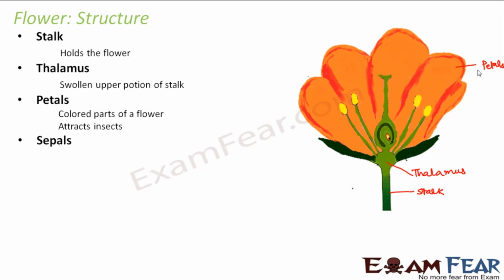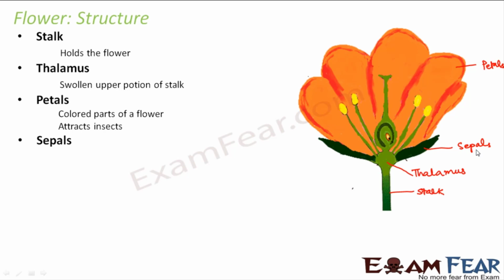Next is sepals. What are sepals? Sepals are these green colored structures. You would have seen that just below the petals, outside the petals in fact, you have a smaller whorl of structures which are smaller in size and generally green in color. These are known as sepals. Their primary function is to protect the flower when it is a bud.